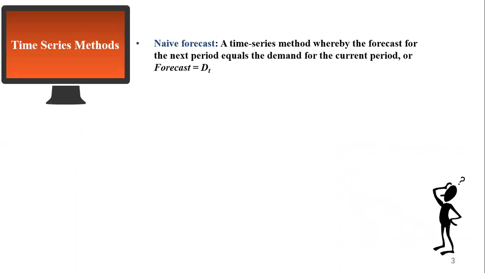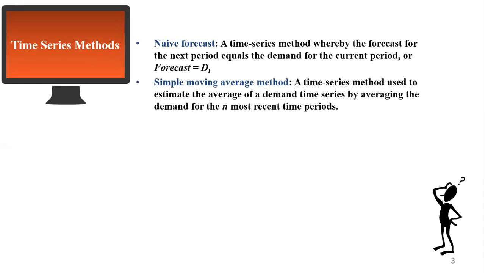Let's start with the first one, which is the naive forecast, a time series method whereby the forecast for the next period equals exactly the demand. There is no difference. I take the data as it is. What happened last year will be what happens next year. We will give you an example in the following slide.